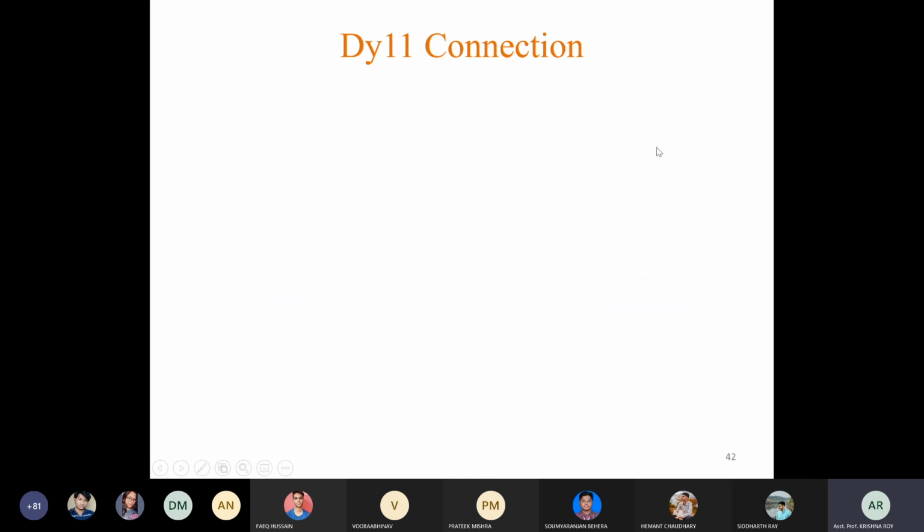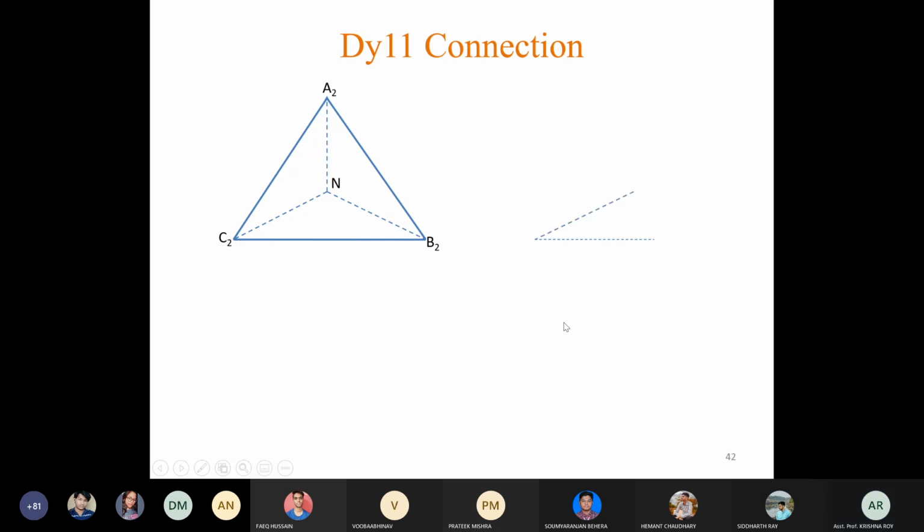So going to the next connection, that is DY11. Here the low voltage side line EMFs will lead the high voltage side line EMFs by an angle of 30 degrees. So this is a positive 30 degree phasor group. Again let us draw the equilateral triangle having vertices A2 B2 C2, and this is the equivalent star. Now make an angle of 30 degrees with the reference line. These are C2, B2 terminals and then A2 terminal.